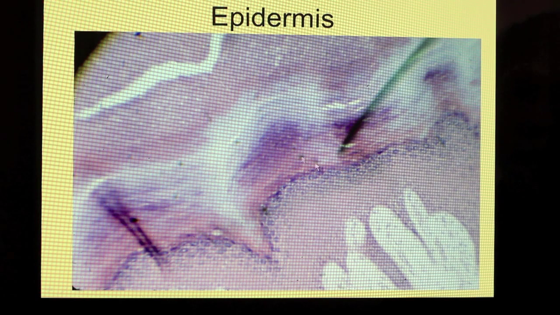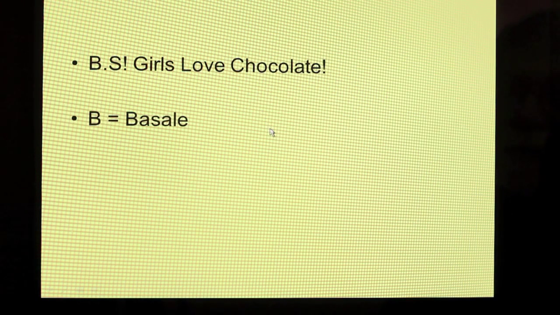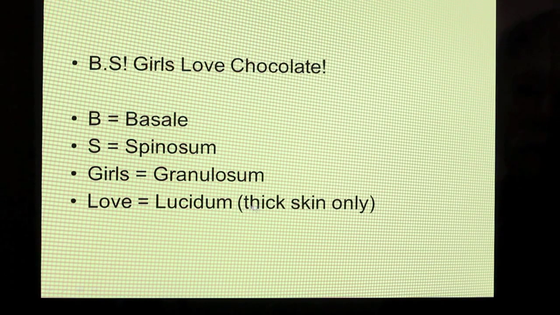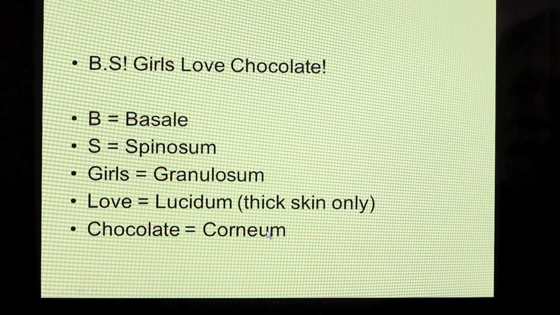And the way to remember this is BS, girls love chocolate. So let's take a look at this. Stratum basale is B, stratum spinosum is S, girls are stratum granulosum, love is lucidum, and remember that's found in thick skin only, and chocolate is corneum. One of my TAs says big sexy girls love chocolate, so if that works better for you, then that's great.